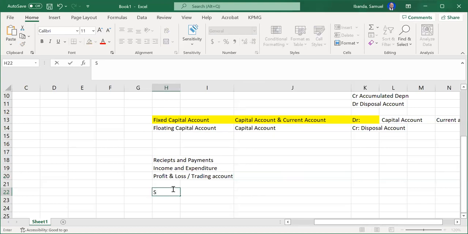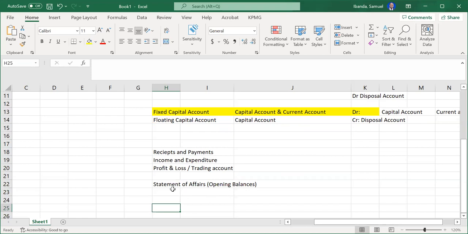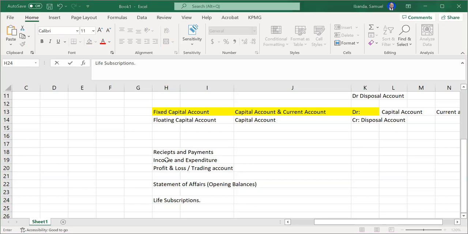There is also a common document they usually require to prepare. It's called a statement of affairs, which is more like a balance sheet, but it is looking at opening balances. So there's a lot. You need to know how to treat subscriptions and to draw up a subscription account, and handle things like life subscriptions. It is one of the easiest topics that I would really encourage you to go through. I even saw it in a mock exam, so ensure that you really go through that.